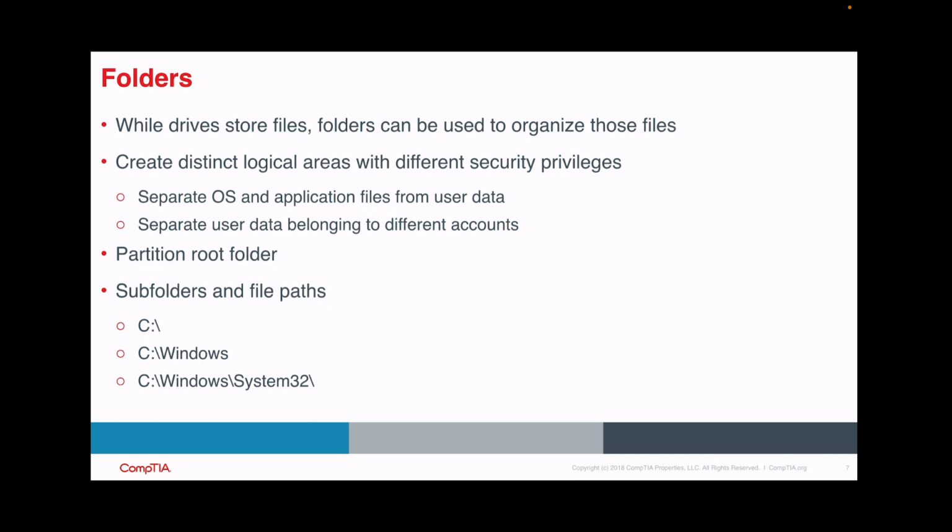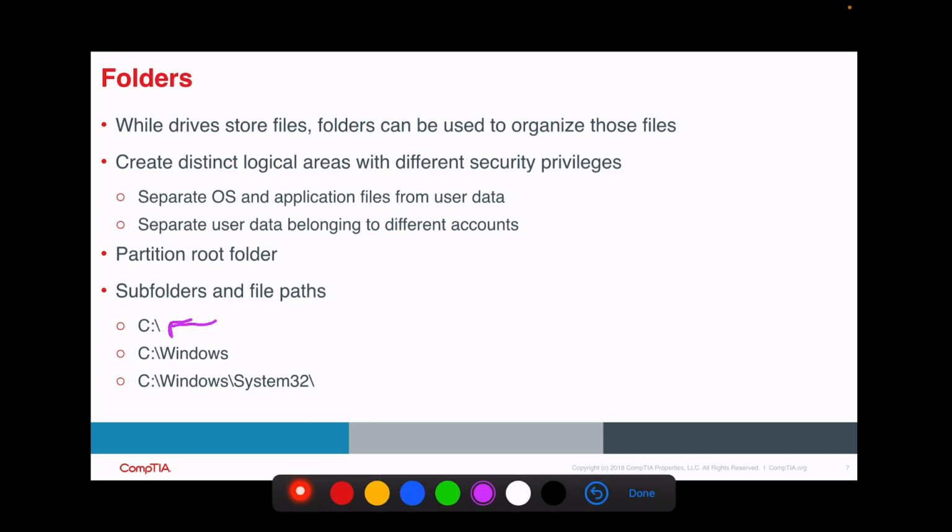And this is also where, when we have our different partitions, we can have our operating system be different than our actual files. The folders are what allow us to do that, okay? So you can see here, we have our root folder, which is our C drive, and then from there we have a new folder called Windows, and then inside Windows is a new folder called System32. So it allows us to organize our files, okay?